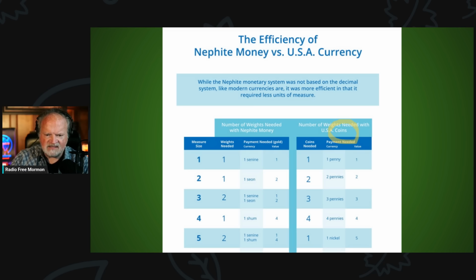And I was surprised to find this there because usually I think better things of them. But they are really, really not playing fair here. Efficiency of Nephite money versus USA currency. Okay, it's fine to make the comparison.